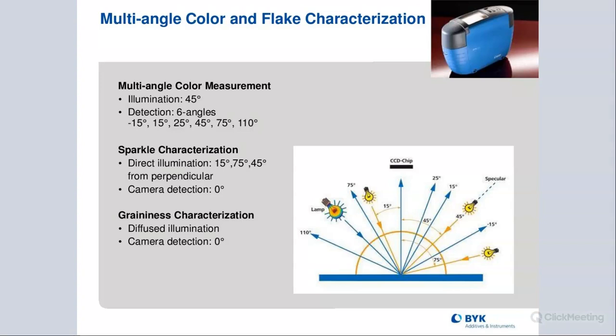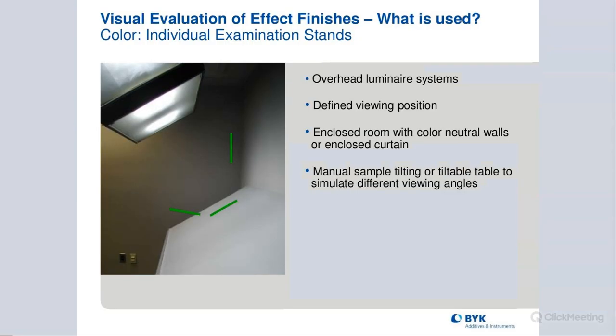Trained colorists, the target is that they can see approximately 0.3. Certainly that varies from person to person, and experience plays into account also. If I'm measuring in multi-angle color with flake characterization and I'm using a luminaire, there are a few things to be aware of. These overhead luminaire systems are very popular, especially in automotive and in any application where you have a sizable sample that you're looking at.